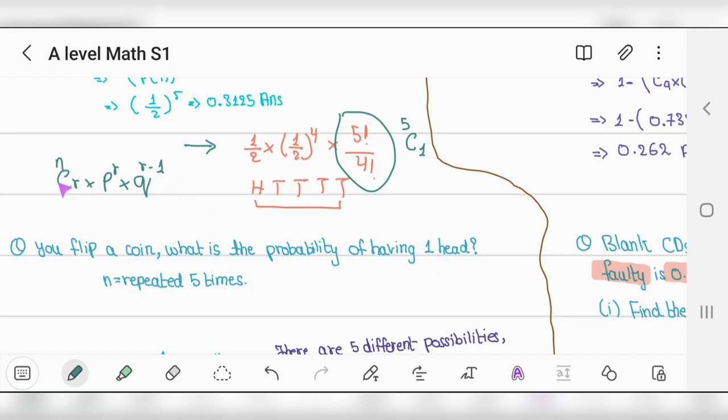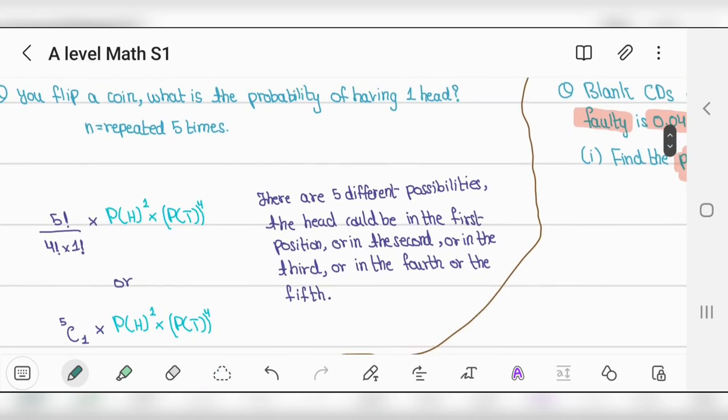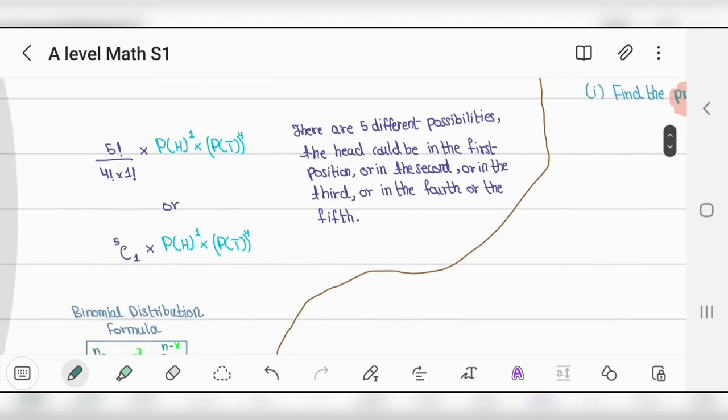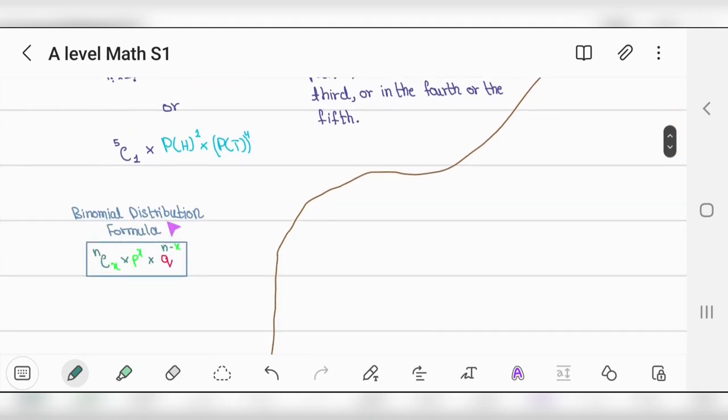So 5C, and since having one head, it's 5C1, this is 1, and then 5, so this is 5C1. This is going to be n minus 1, so it's going to be 4. So this is the formula of binomial distribution. Alright? And it's the same thing that happened here. There are 5 different possibilities. The head could be in the first position, or in the second, or in the third, or in the fourth, or the fifth. And this is the formula. Okay?